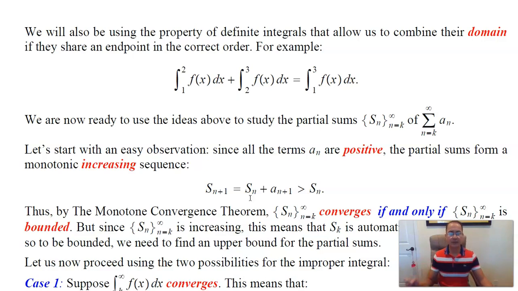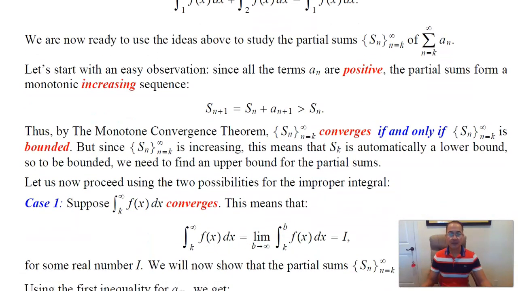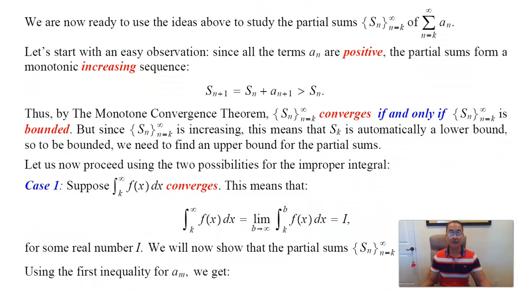Okay, so the partial sums are getting bigger, and of course that's because we keep adding 1 over n to the 7/5, which is a positive number. So our partial sums keep getting bigger and bigger. Okay, so we have two possibilities. Your improper integral either converges or diverges to infinity.